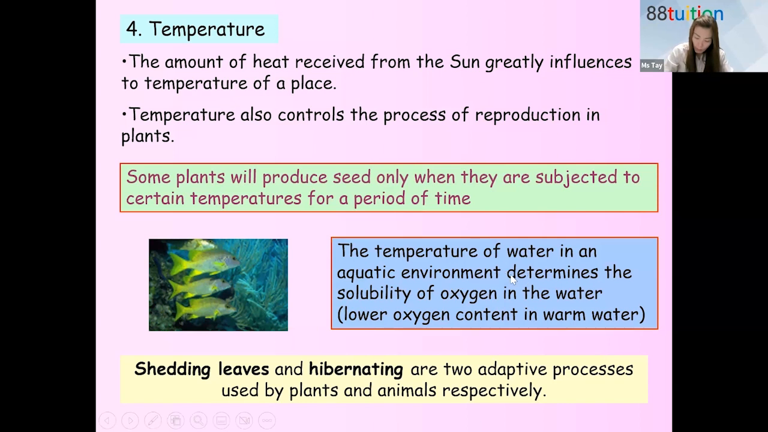Now, temperature of water, this one you should know as well. The warmer the water, the lower the solubility. So when water is extremely warm, there's very little oxygen in the water. Now, shedding leaves and hibernation are two adaptive processes used by plants and animals respectively.